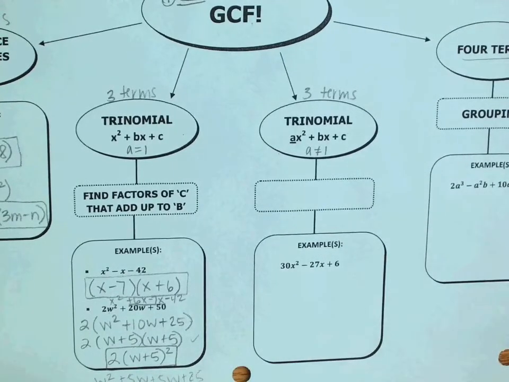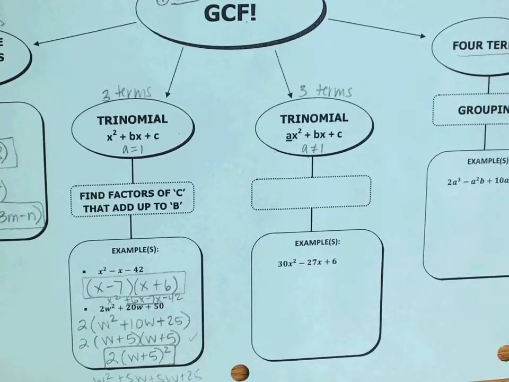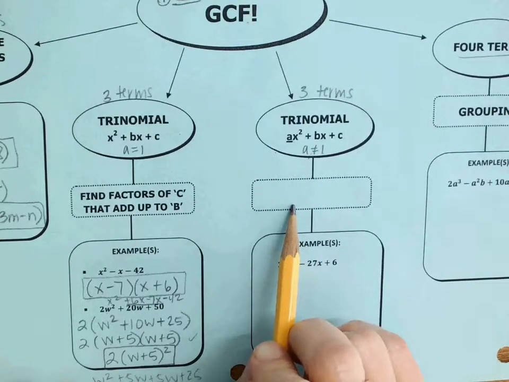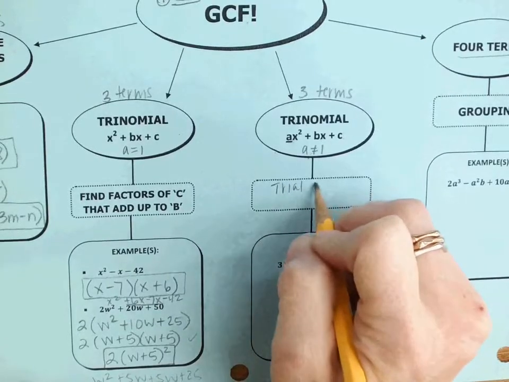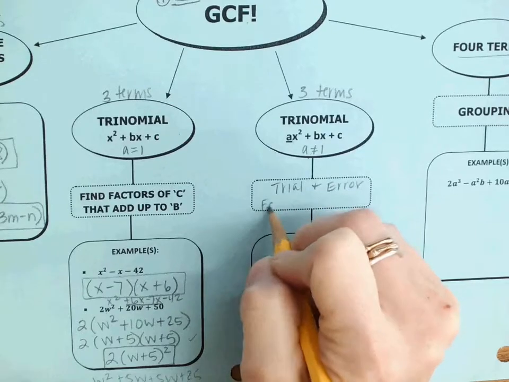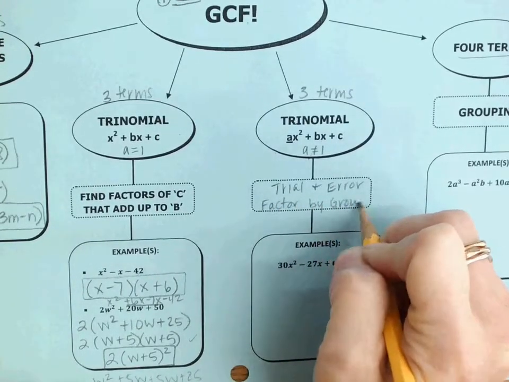Now, let's say, again, we look at a polynomial. It has 3 terms, but this time a does not equal 1. Okay? When a does not equal 1, this is where I taught you guys 2 different ways to do this. Trial and error, or factor by grouping. Okay.